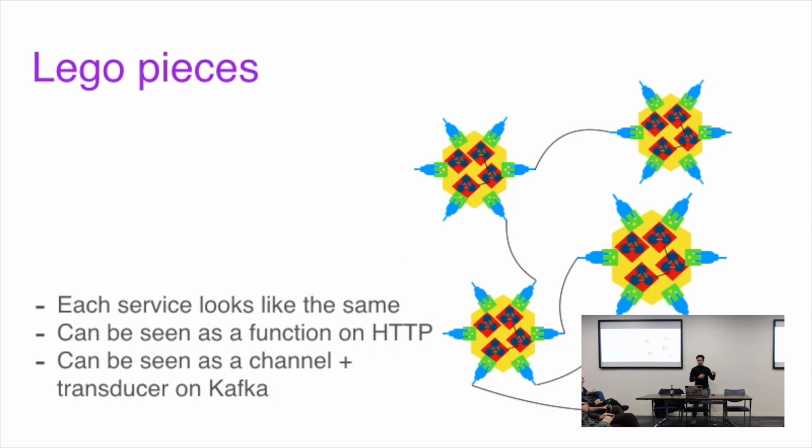And we look at all those microservices as if they were Lego pieces. They look about the same. In the architecture we chose, all the services look the same. We can see every service as a function if we are calling it via HTTP. We can look at it as a channel with transducers if we are looking at Kafka messages. And every service uses the same design, the same architecture. Gabriel here can testify to that because he was there 3 years ago.